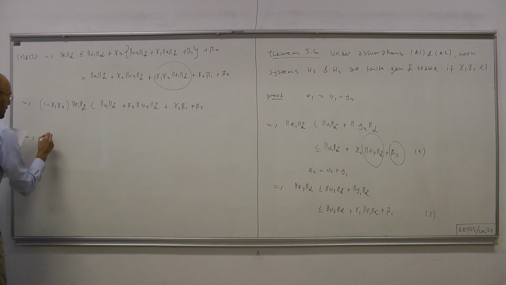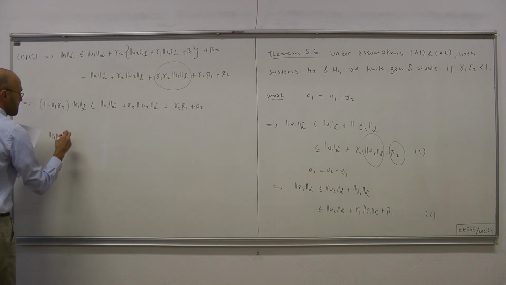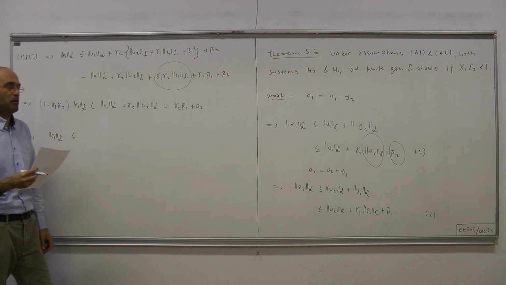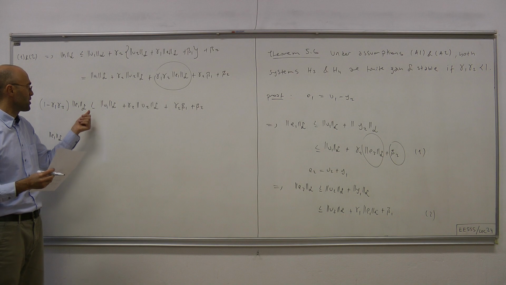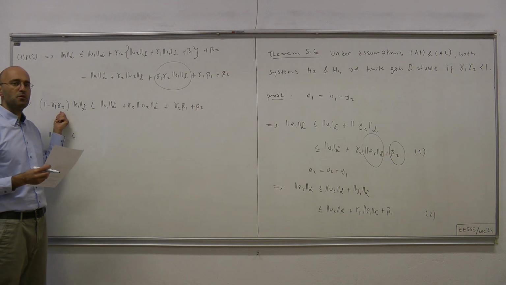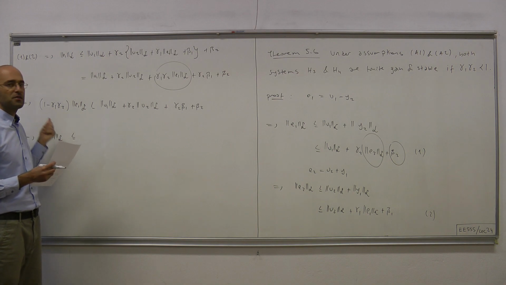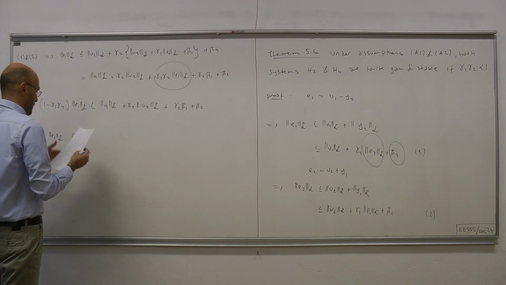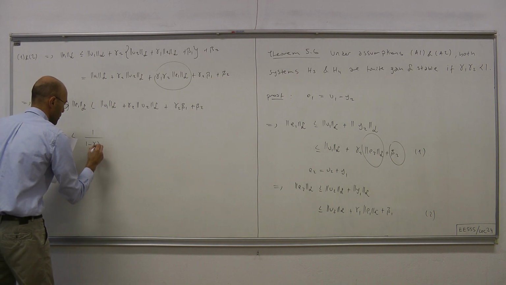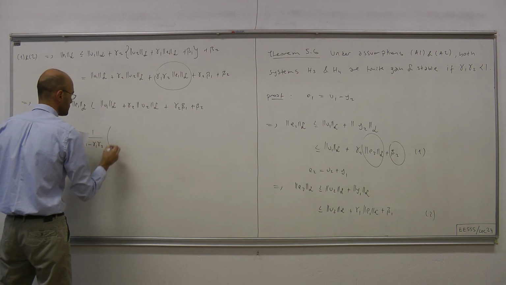Therefore, we can divide both sides by 1 minus gamma 1 gamma 2, and that operation will not change the direction of this inequality, because gamma 1 times gamma 2 is strictly less than 1. Therefore, this thing here is positive. The L norm of E1 is less than or equal to 1 over 1 minus gamma 1 gamma 2 times the remaining terms.